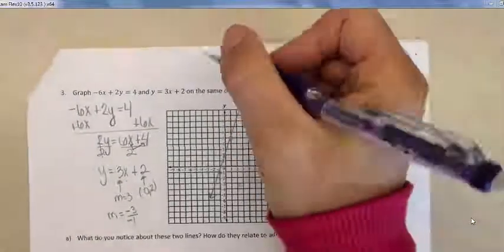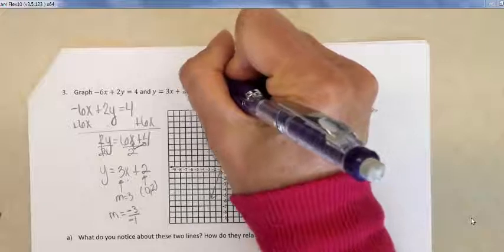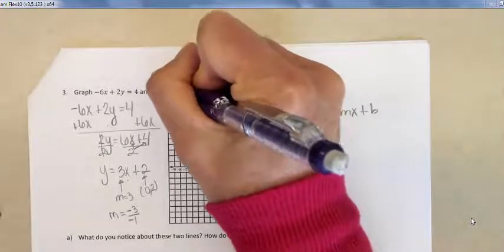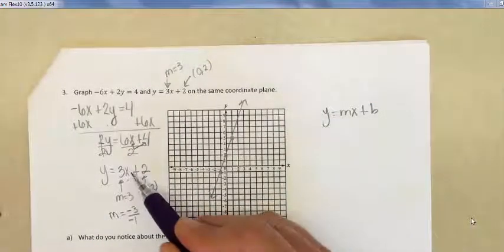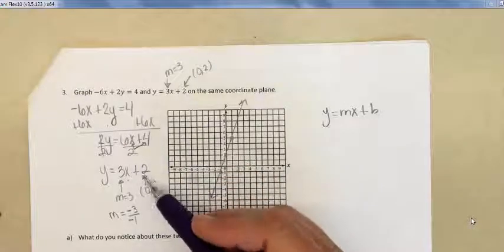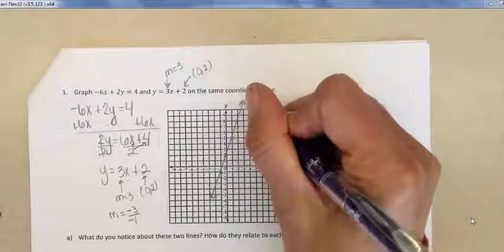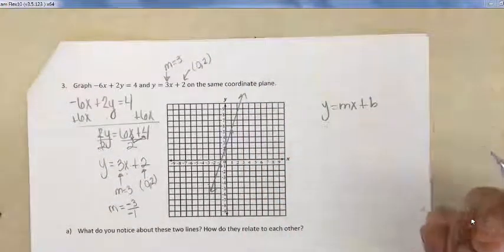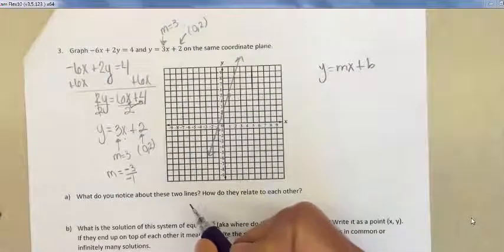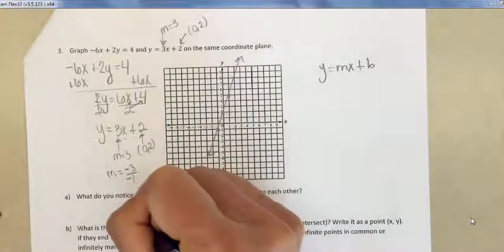All right, this other equation here, again, my y-intercept is 0, 2, and my slope is 3. What the heck? They're the exact same thing, right? Oh, actually, I could have seen that right back here. These are the exact same line. So that would mean I'd put the exact same line right on top of it. They call that coincident. I just say it's the same line. Okay, so what do you notice about these two lines? And how do they relate to each other? So they are the same.